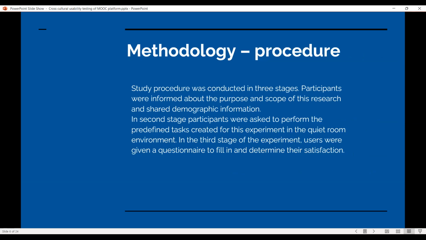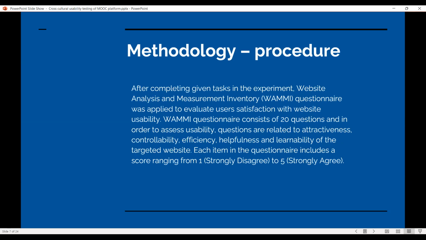The procedure was conducted in 3 stages. The first stage, I already mentioned, was that participants gave their demographic information. In the second stage, the participants were performing the predefined tasks created for this experiment in a quiet room, and after that, users were given a questionnaire to fill in to determine their satisfaction.